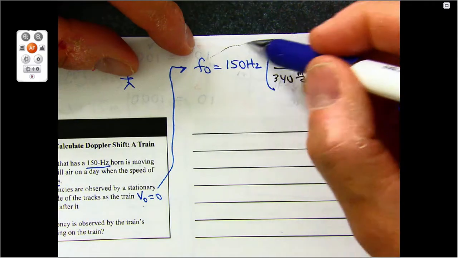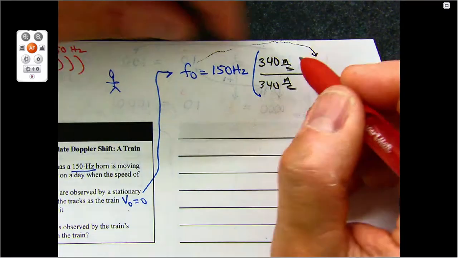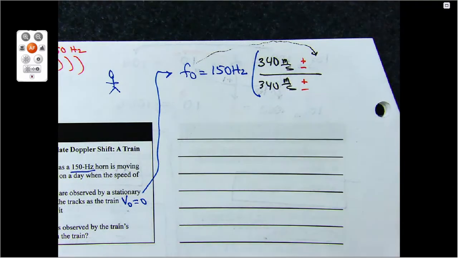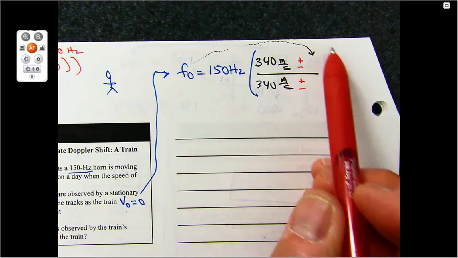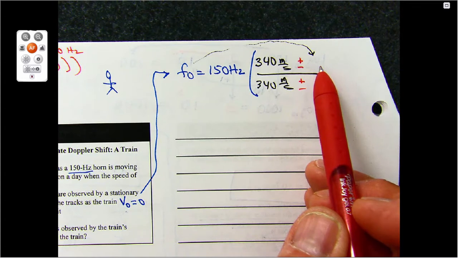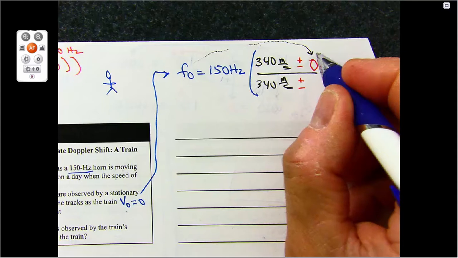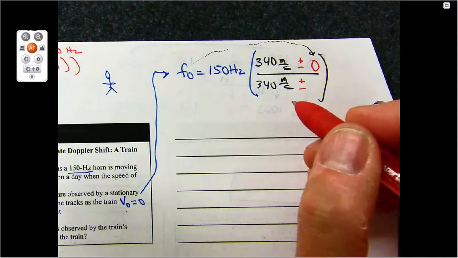Now my observer stays on top. That's a way to remember this. I'm going to put my plus minus. I'm going to put my plus minus. What's moving here? Okay, so my observer stays on top. Is my observer moving? No, so I'm going to put 0. Oh, crap. Well, I know this is 340.